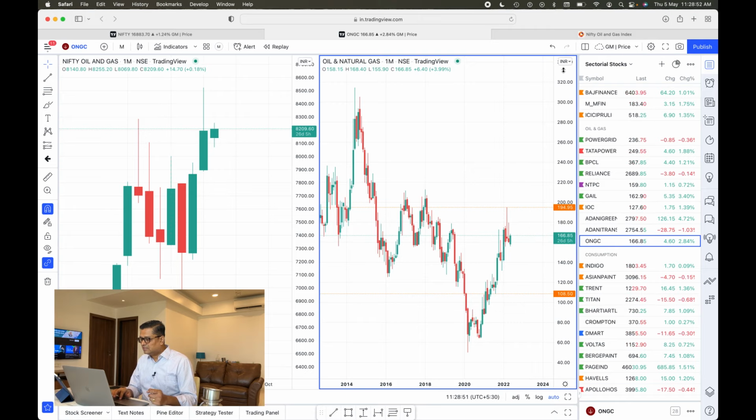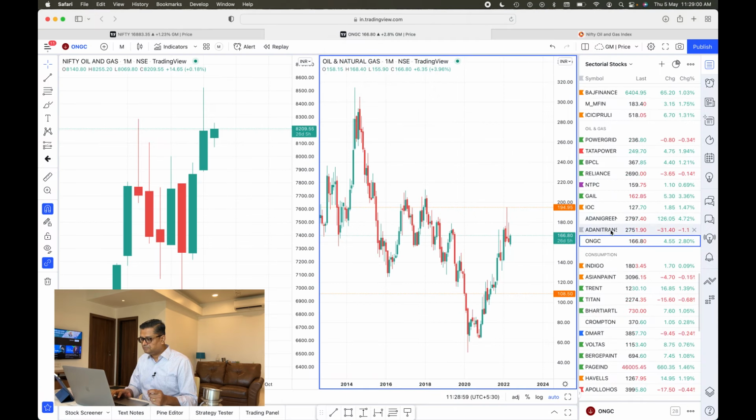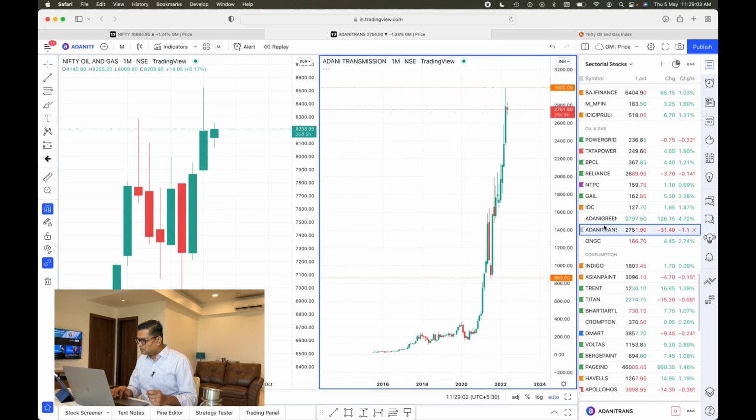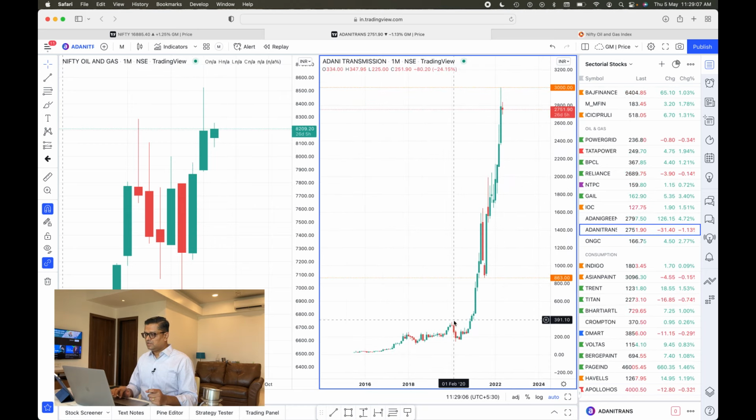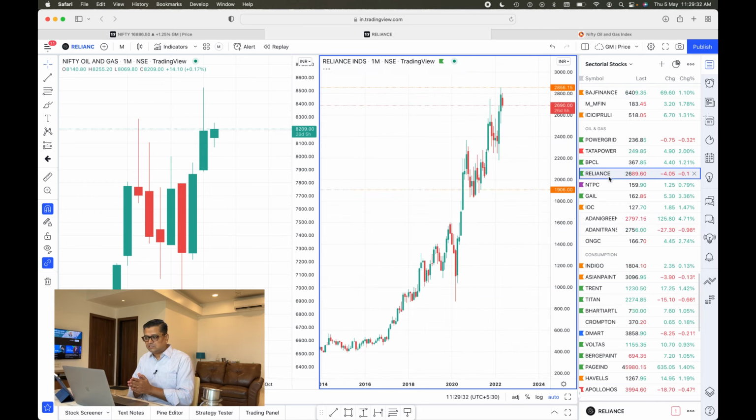Now another example is Adani Transmission, which stands around 10.7, right? So let's check that particular chart. In this case, the high of 2020 is somewhere here at 344, and from there it has grown amazingly. It has made a high of 3000. The 52-week high also stands at 3000, and right now it is trading at 2700. So this is another stock which is outperforming the index. This is how you are going to analyze these stocks.